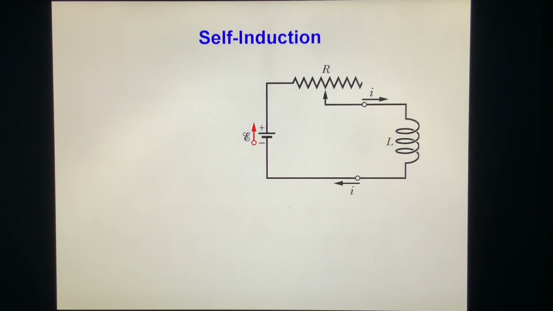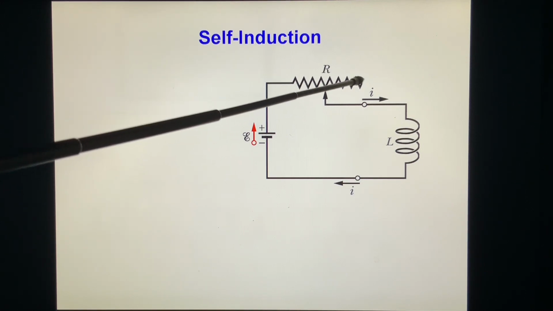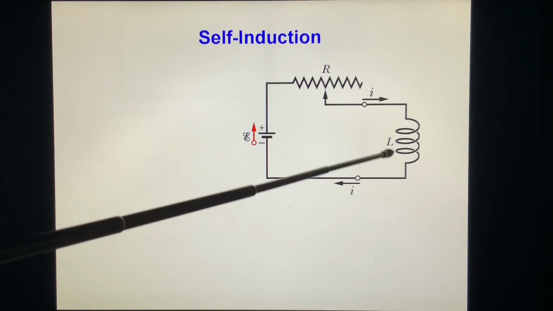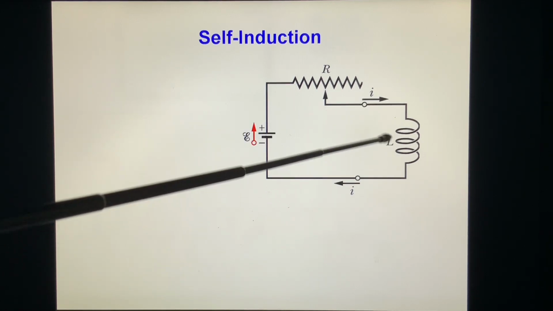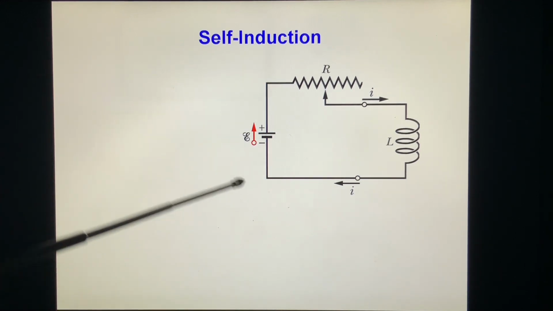Self-induction. We look at the circuit. You have a resistance that can be changed. Change the resistor so it can change the current. Okay, this is a solenoid, a coil. So a current is established in this circuit.